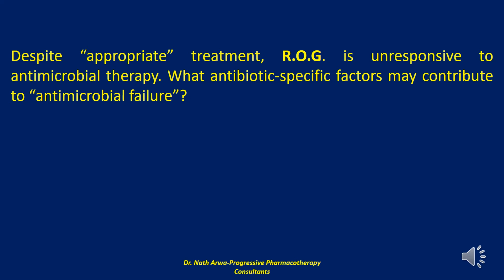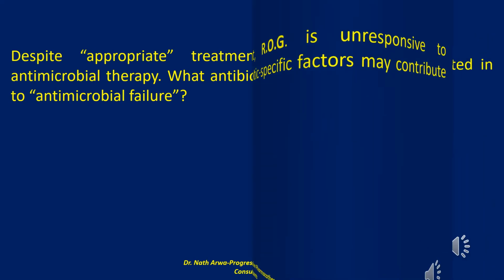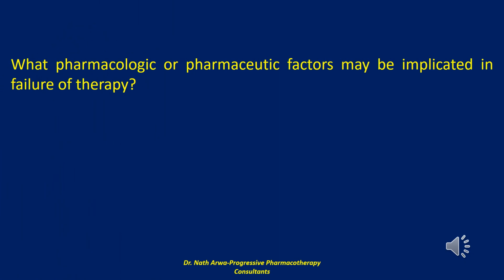Antagonism is not unique to antibacterials. Itraconazole may antagonize amphotericin B in the treatment of certain fungal infections. The next question reads, what pharmacologic or pharmaceutic factors may be implicated in failure of therapy?